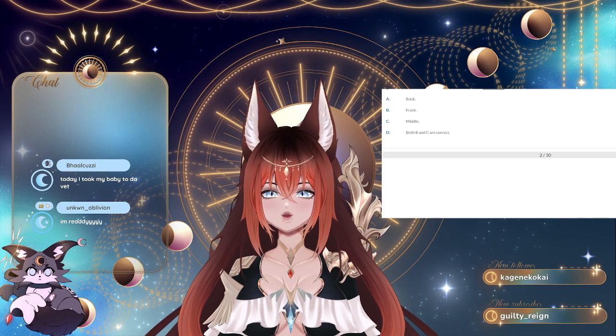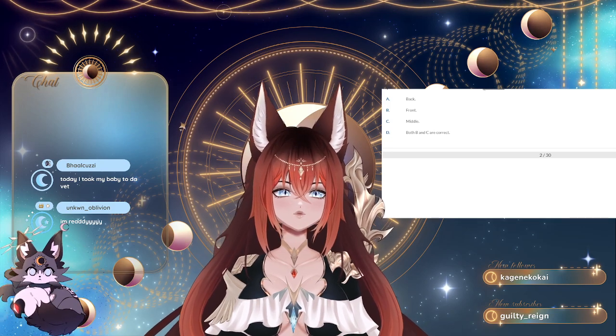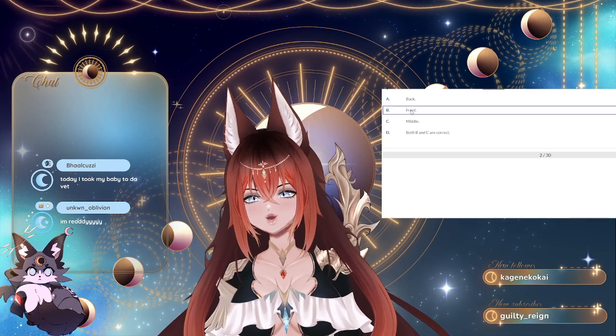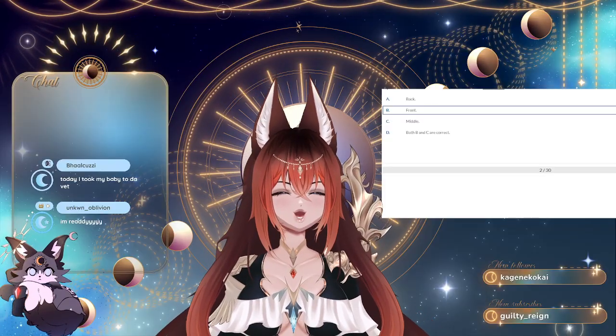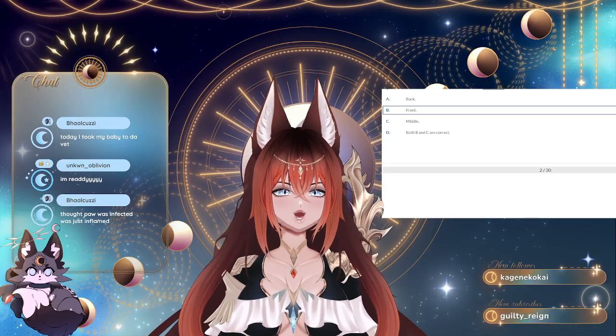A prefix is the word part that is attached to the front.